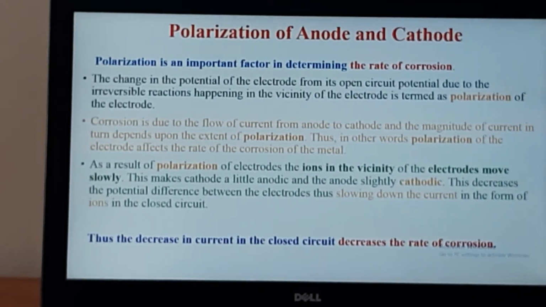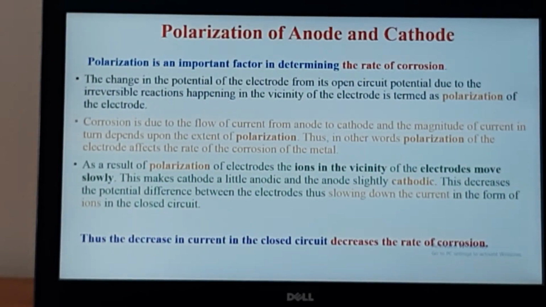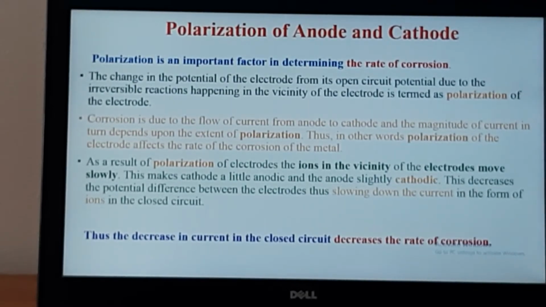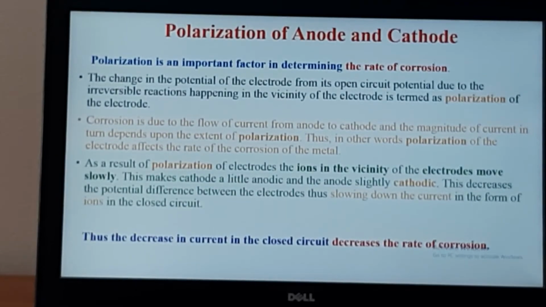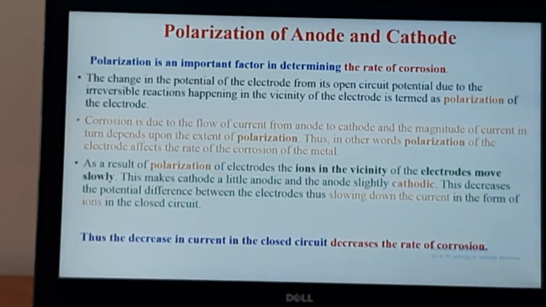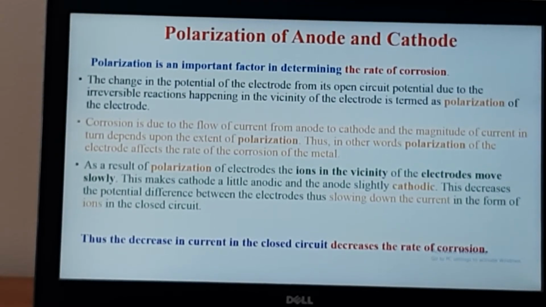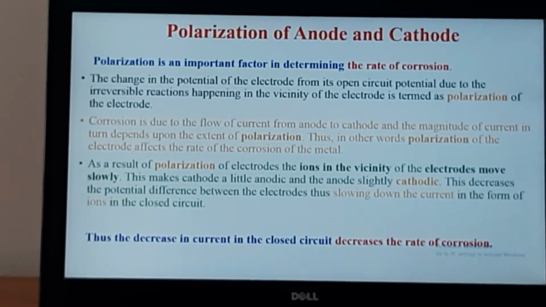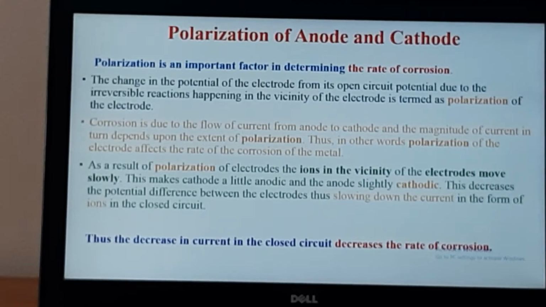Polarization of the electrodes, that is anode and cathode, also plays a determining role in the rate of corrosion. Polarization is a slight change in the potential of the electrode due to the slow movement of ions from the solution towards the electrode, which slows down the current. And as a result, the rate of corrosion also slows down. So, polarization of anode and cathode results in the diminution of the rate of corrosion.